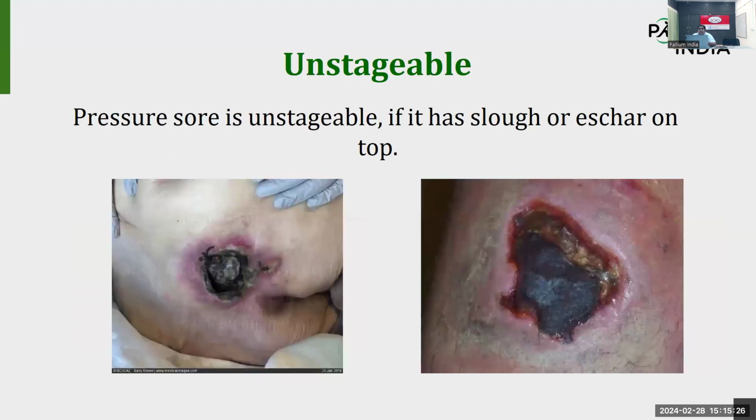Along with that, another stage is there, called stage 5 or unstageable. In stage 5, there is slough or eschar present. The eschar is a blackish discoloration. The dead tissue covers the wound. To assess the stage of the ulcer, first we have to remove the slough. Only then can we assess the exact stage of the wound. So this is categorized under unstageable or stage 5.